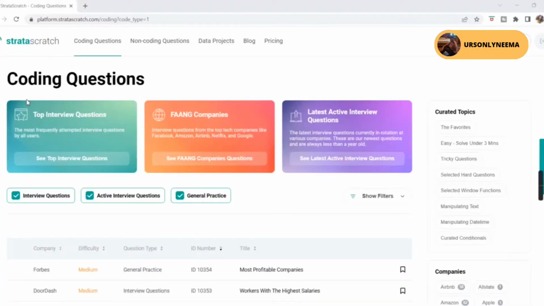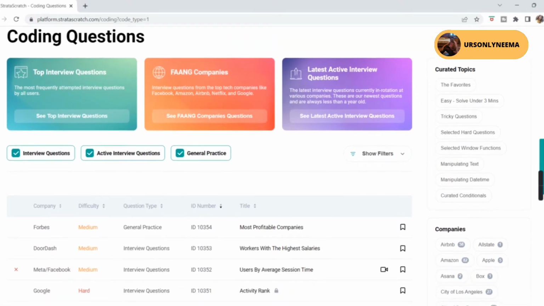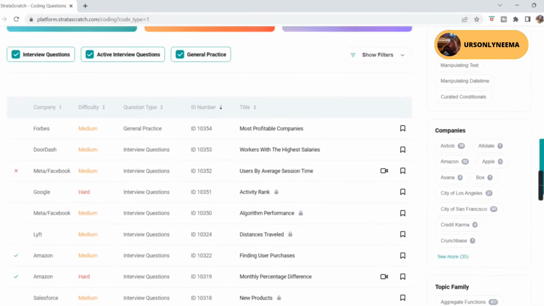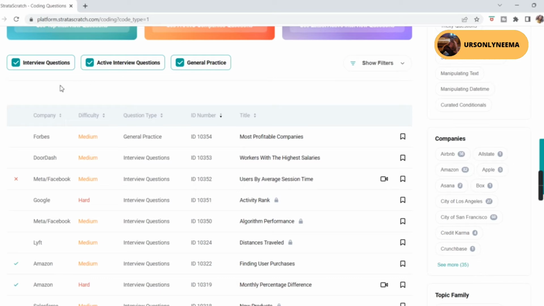This is another resource that is very useful, which some of you might have already known. This is stratascratch.com, and here you can see there are a lot of coding questions, non-coding questions, data projects, blog, and they also provide free service as well as premium service. So in the data questions, you can see the interview questions. They have the active interview questions, the questions from previous years like 2020, 2021, 2022, and then they have the general practice.